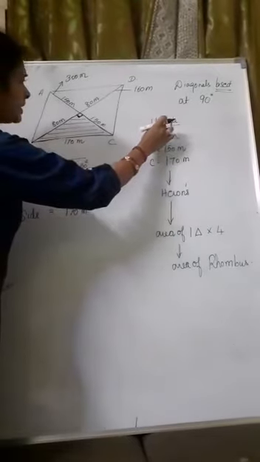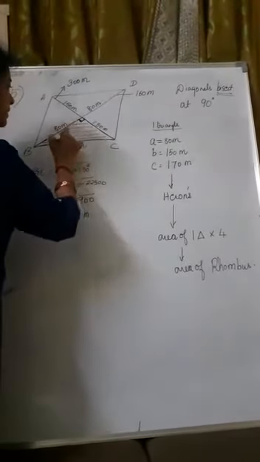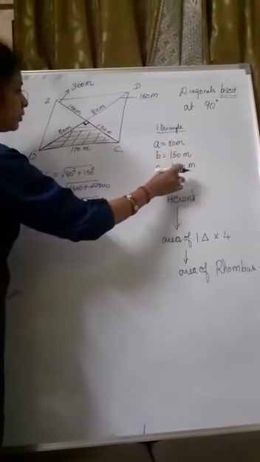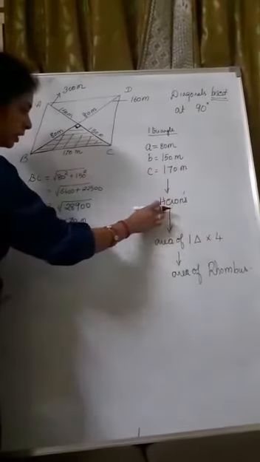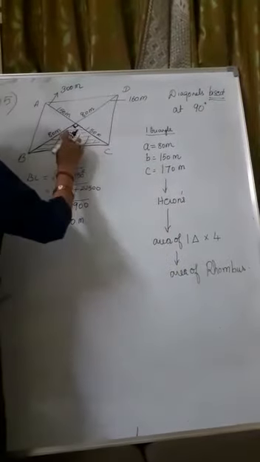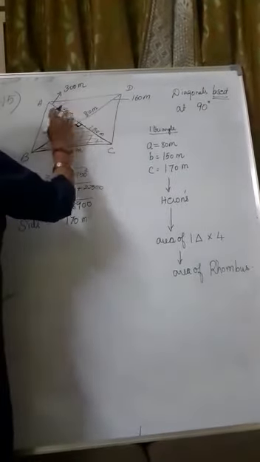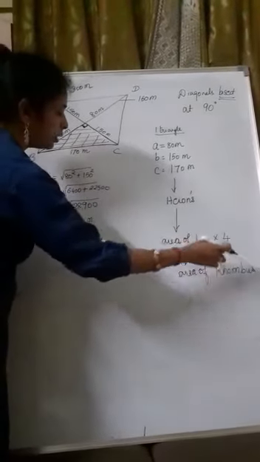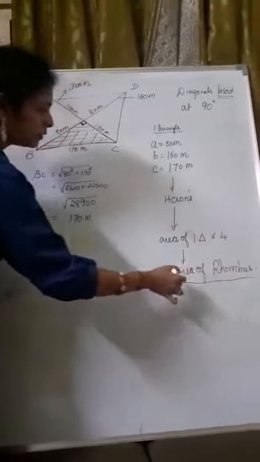So what is the area of this triangular piece? Take the sides as 80, 150, 170. Use Heron's formula. You will get the area of one triangle. All the 4 triangles are similar. So, area of one triangle piece into 4 will give the area of the rhombus.